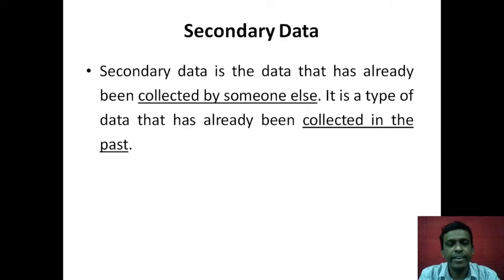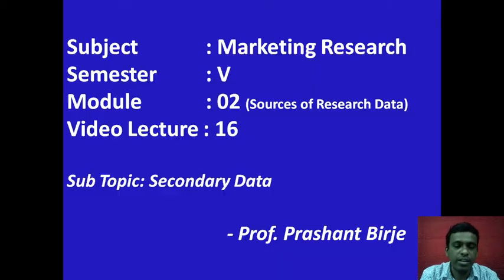So what is secondary data? Secondary data is the data that has been collected by someone else. So it is basically someone else has collected it already for his research purpose. Now the researcher is using that data in his research. It is a type of data that has already been collected in the past, and that is why it is known as historical data.